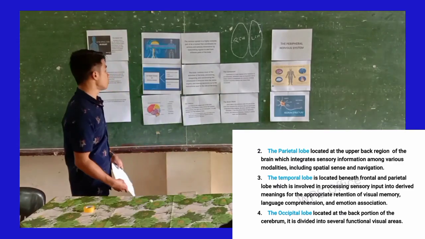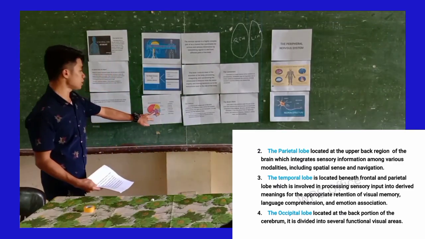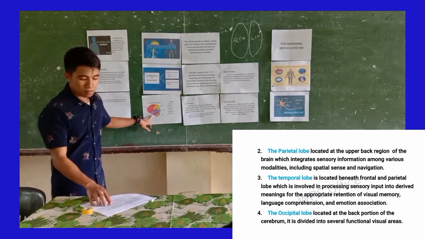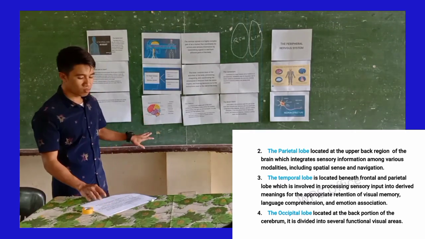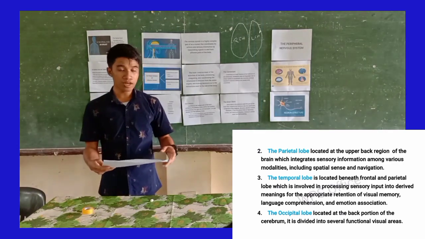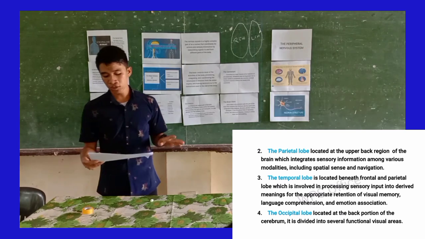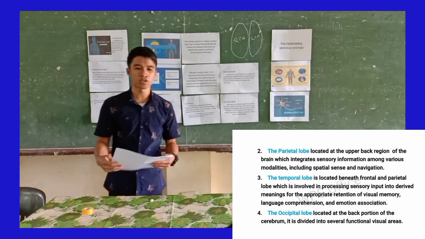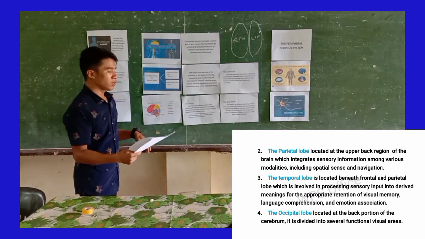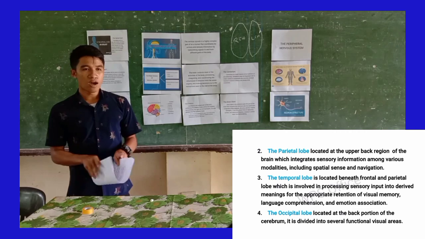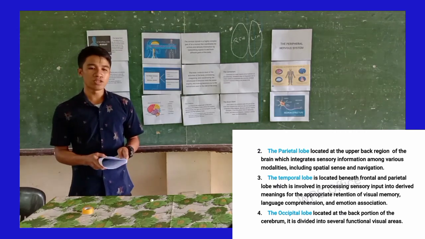So the next is the temporal lobe. This is the temporal lobe, located beneath the frontal and parietal lobes, which is involved in processing sensory input into derived meaning for the appropriate retention of visual memory, language comprehension, and emotional association. So the temporal lobe is responsible for our understanding of language.